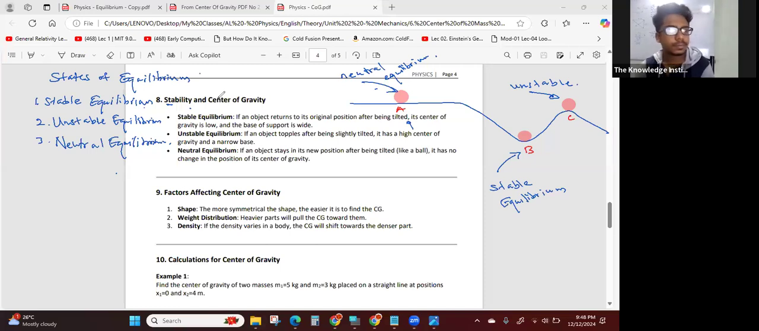And unstable: if an object topples after being slightly tilted. No, we can write it like this: when an object is tilted or given a small displacement, its equilibrium breaks and it starts to accelerate. That is unstable equilibrium. If the object is slightly tilted or given a small displacement, its equilibrium breaks and starts accelerating.